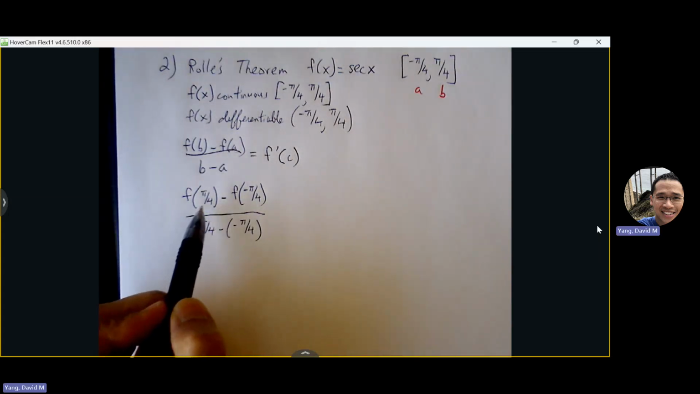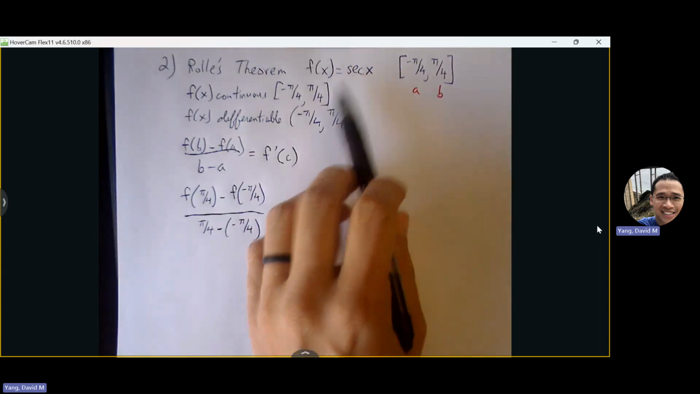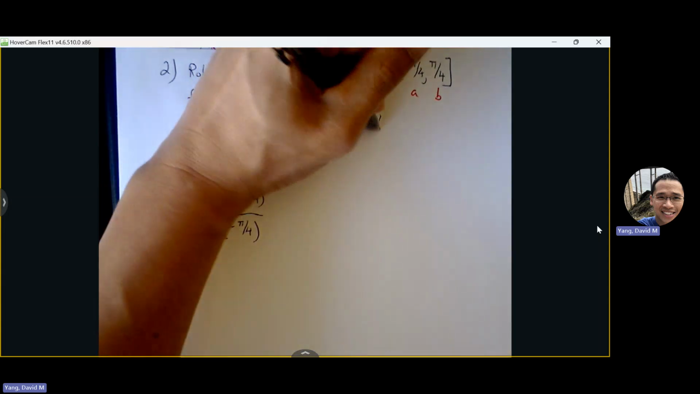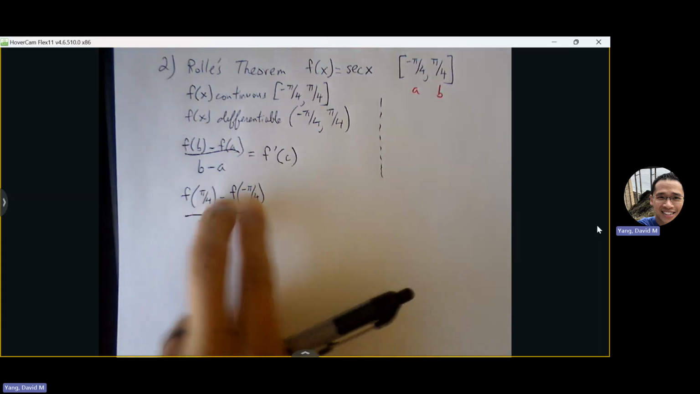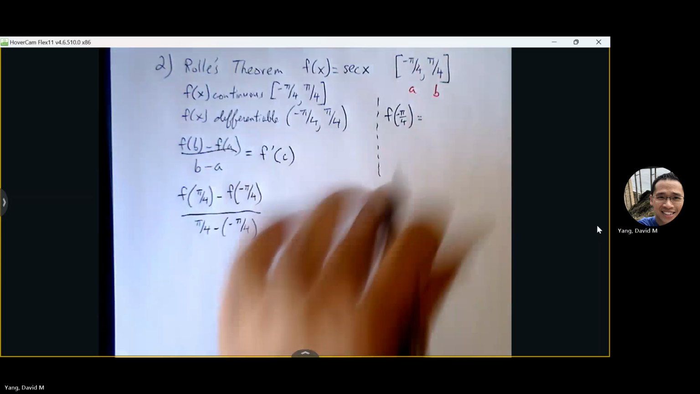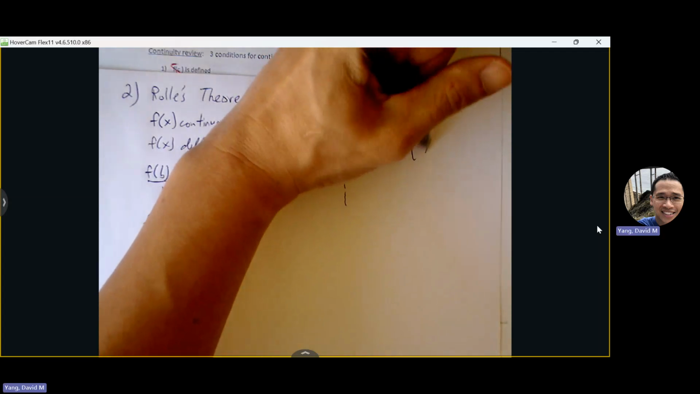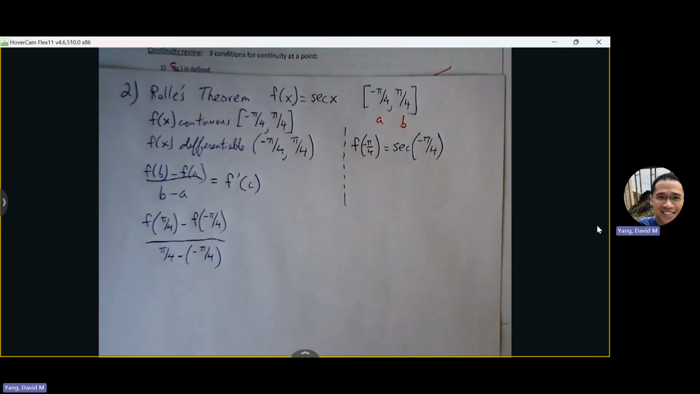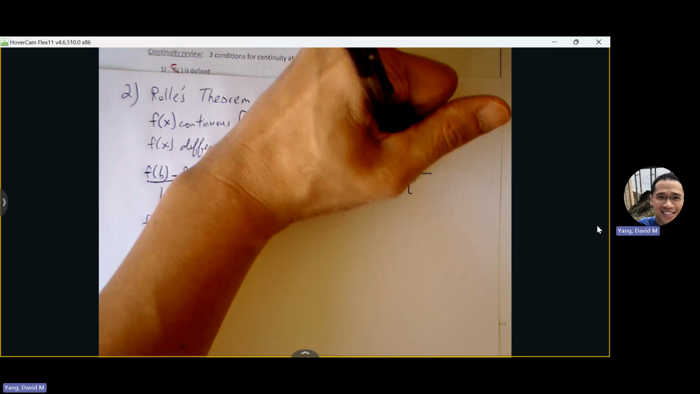Okay, so I need to spend some time using my function here to figure out these ordered pairs. So I'm just going to step to the side here and find those y values so that I can plug them in. So let's do f of negative pi over 4 first. Secant of negative pi over 4. I like to think in terms of cosine. It just feels more familiar to me, so I could just rewrite it as 1 over cosine of negative pi over 4.